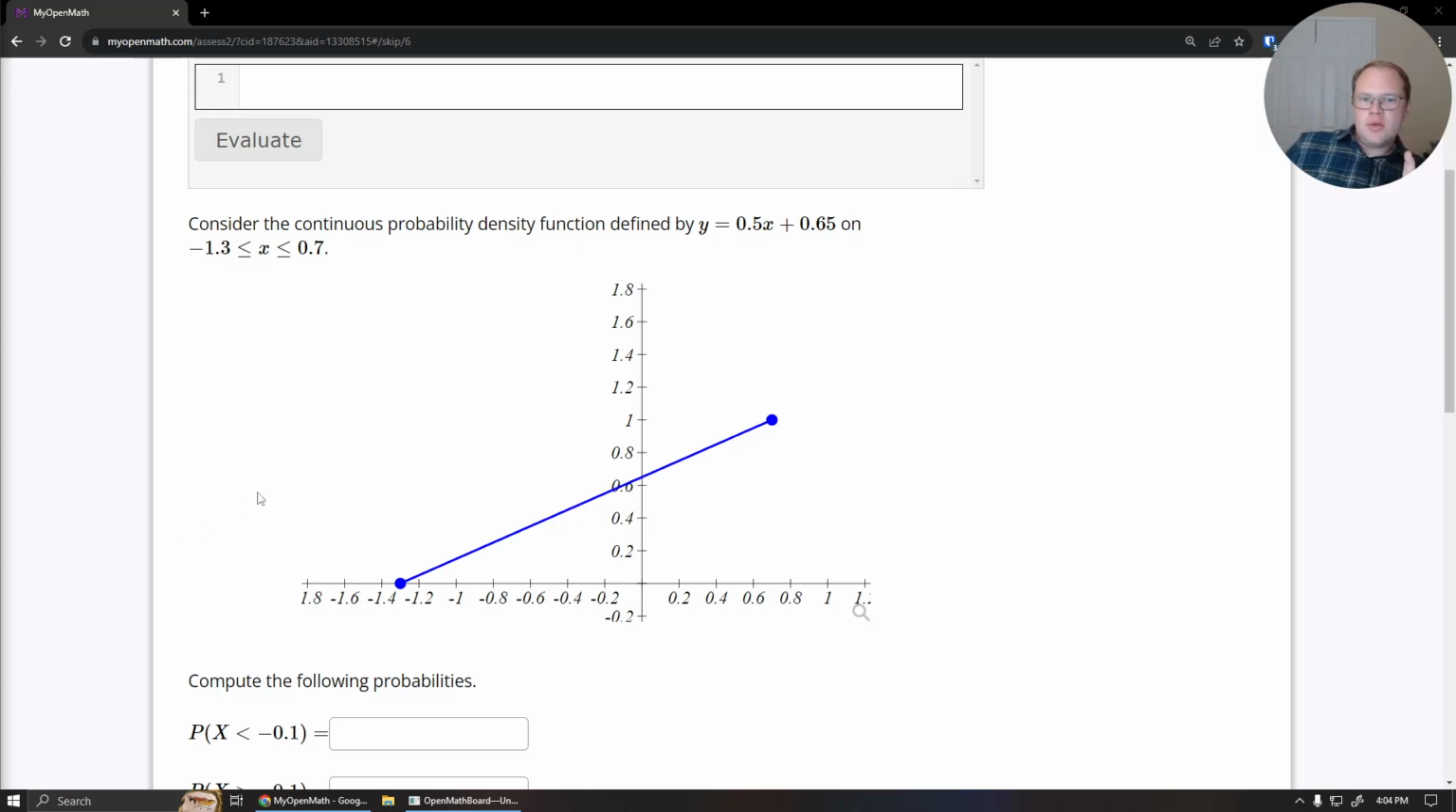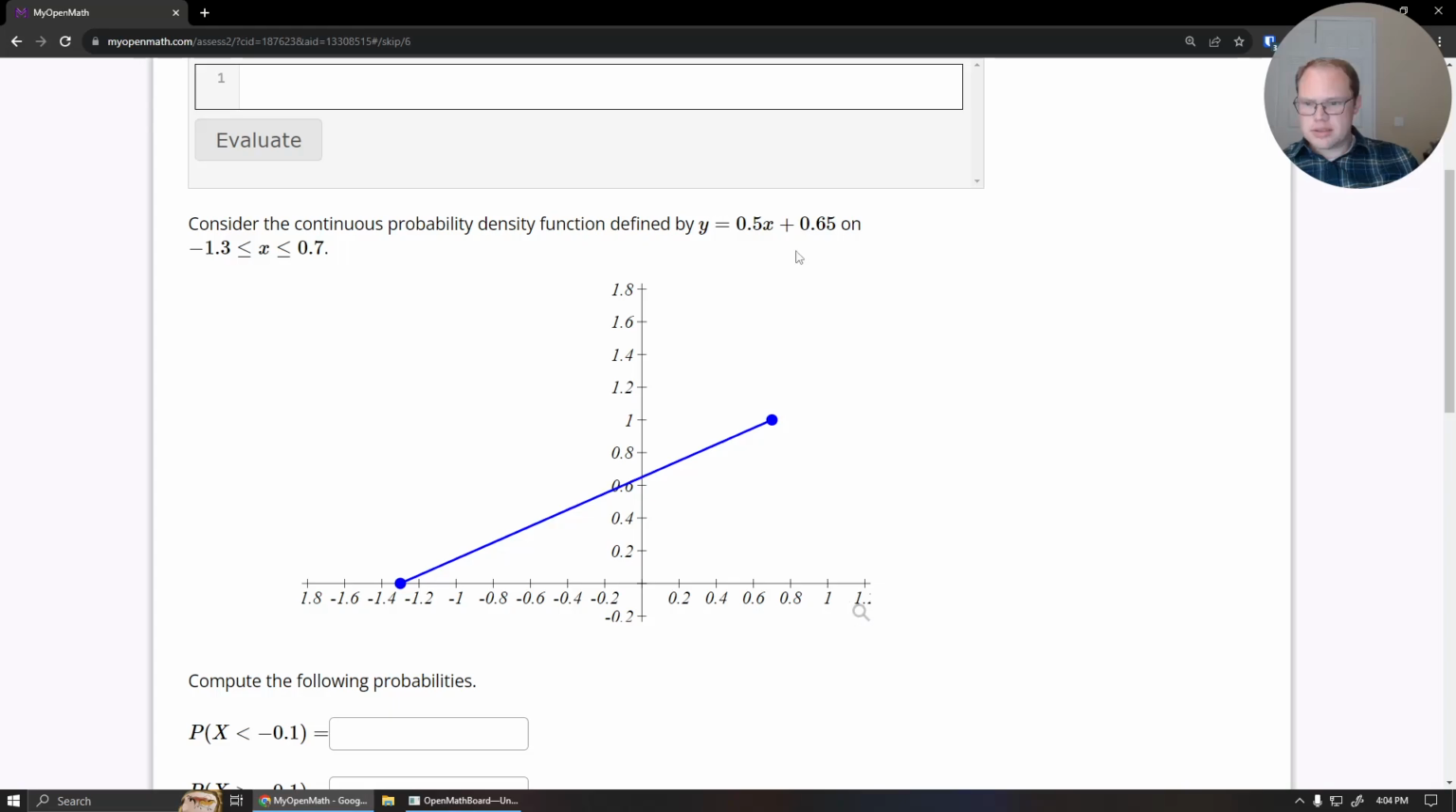Consider the continuous probability density function defined by y equals 0.5x plus 0.65 on the interval where x ranges between negative 1.3 and 0.7. So this is a slightly more interesting problem. We've got a little more going on here. It's not just a straight line straight across. Notice that the expression for y is a little more complicated.